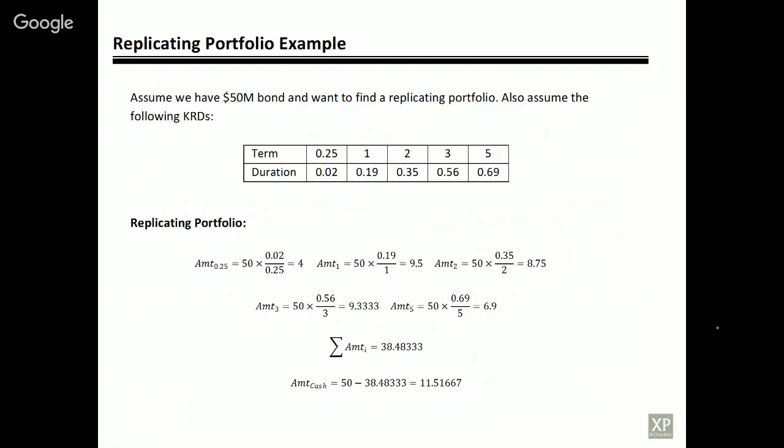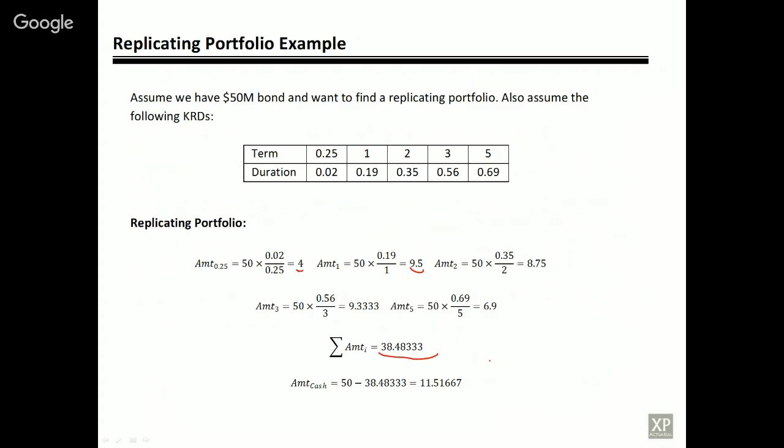Another example of a KRD type question that might come up, well, suppose you have some sort of bond, say a $50 million bond, and you want to find a replicating portfolio that hedges this bond to interest rate changes. Well, what you do in this process is, say you have 5 KRDs. You use the formula bond value multiplied by KRD divided by time, and that gives you the amount to invest in each of the times. Here we have 5 times, so at time 0.25, you take 50 times the KRD divided by 0.25, so you'd invest 4 at time 0.25, 9.5 at time 1, and so on. Then you sum these amounts, and you get the total, say 38.48.